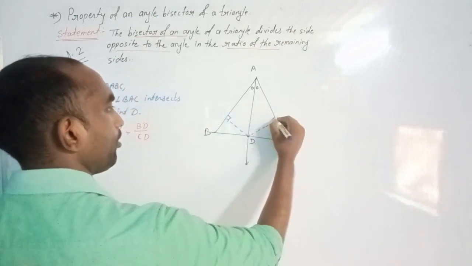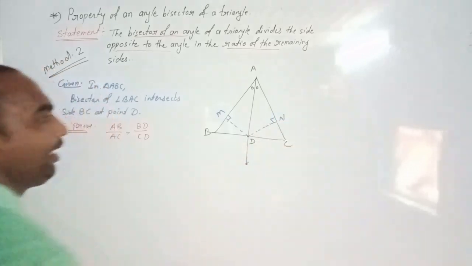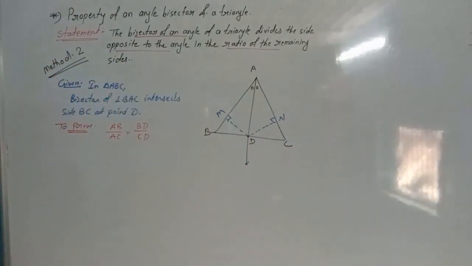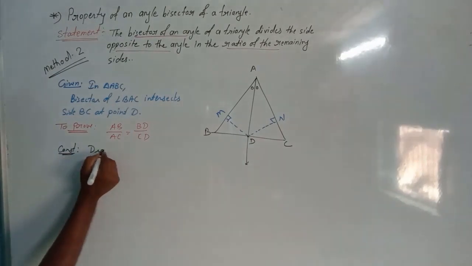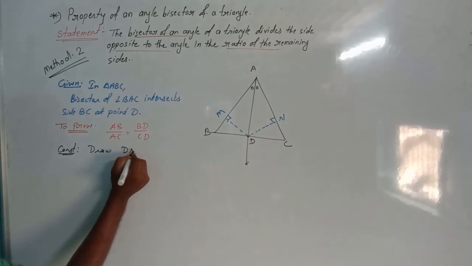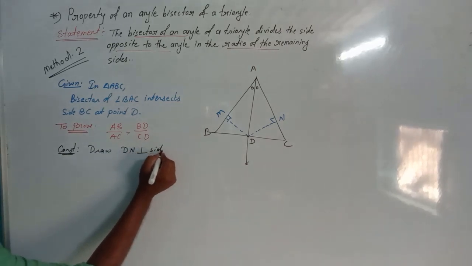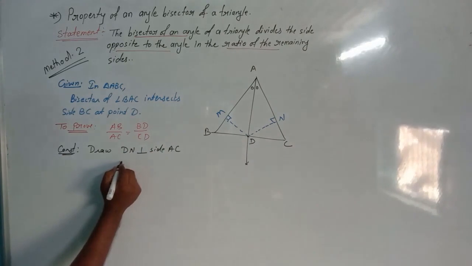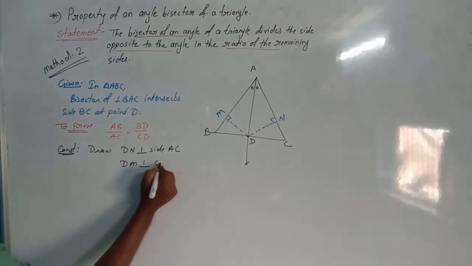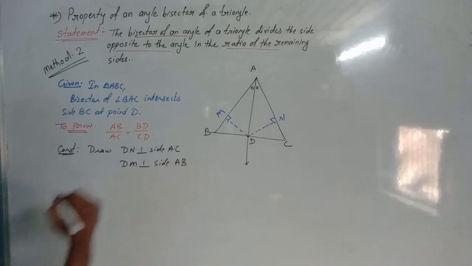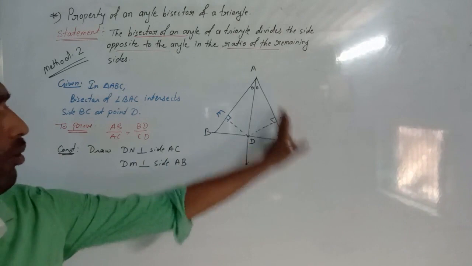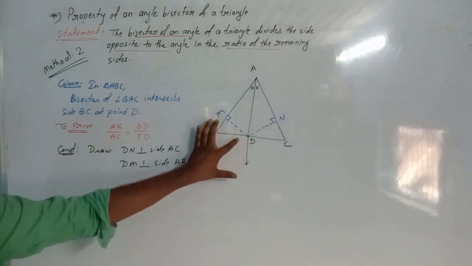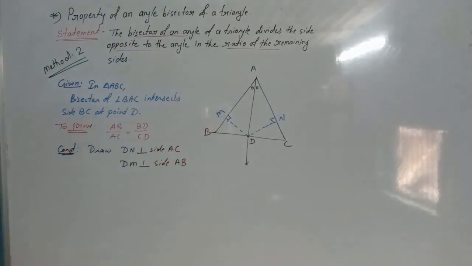So this one is perpendicular. We will give M and N. So what is the construction? Construction. Draw DN perpendicular to side AC and DM perpendicular to side AB. Is that clear? I have done a small construction, DM perpendicular to AC and DM perpendicular to AB. So that is my construction. Now proof.